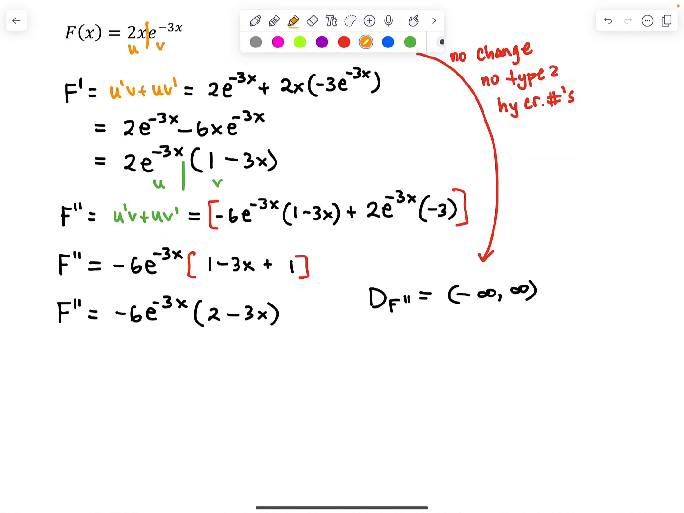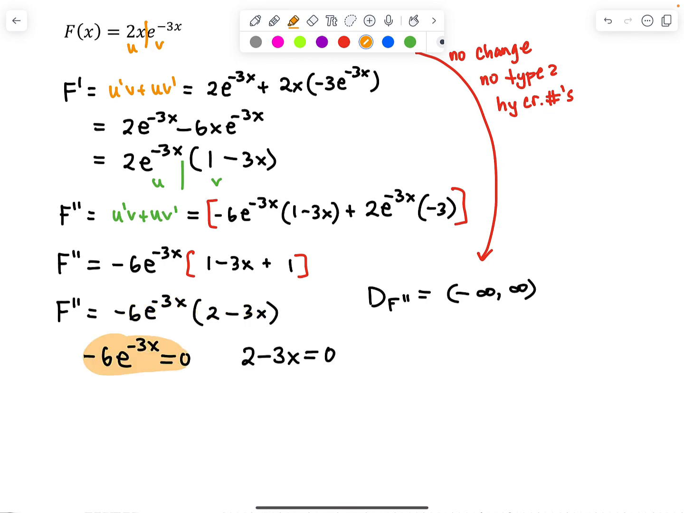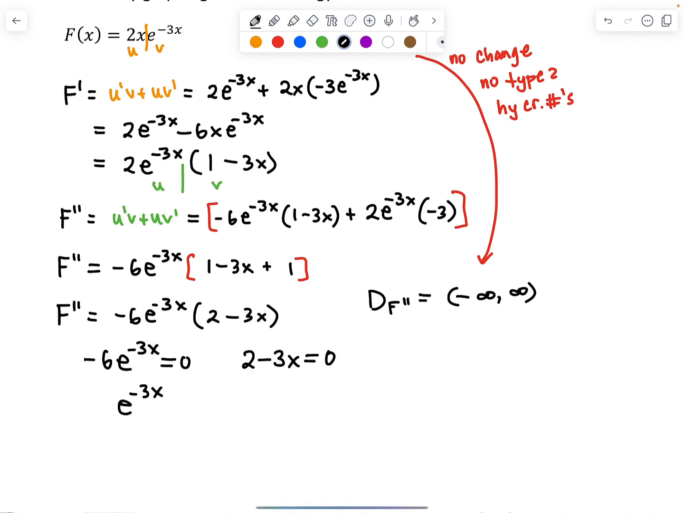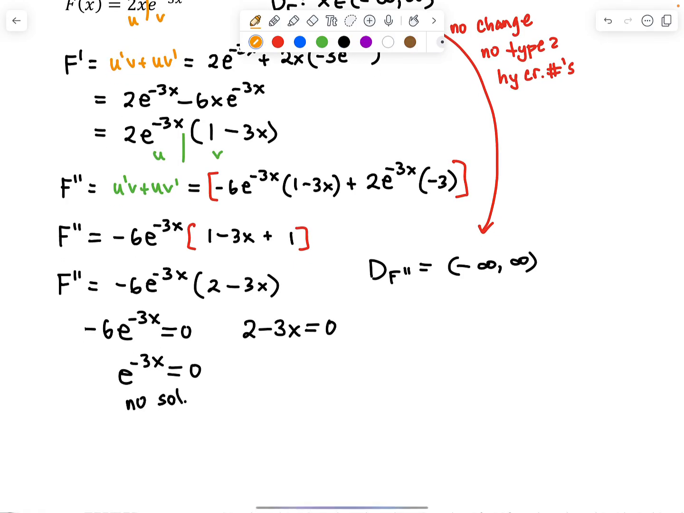So when I set the second derivative equal to 0, and because it's factored, either this factor must be 0 or this factor must be 0. In this first case, you could divide the -6 away, because 0 divided by -6 is still 0, but this is no solution. Keep in mind that e to a number must always be positive. E to a number can never be 0. However, the second equation, we do get an answer. 2 must be equal to 3x, so x must be 2/3. And this is our only type 1 hypercritical number.